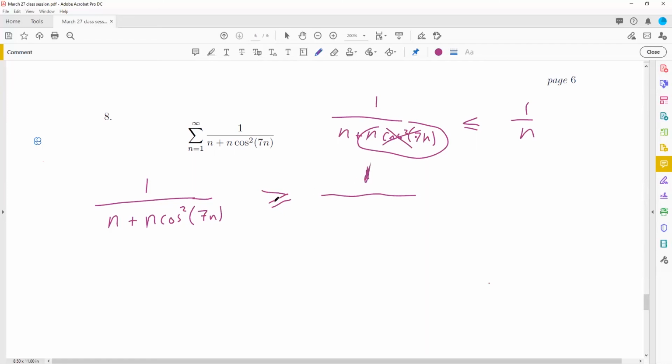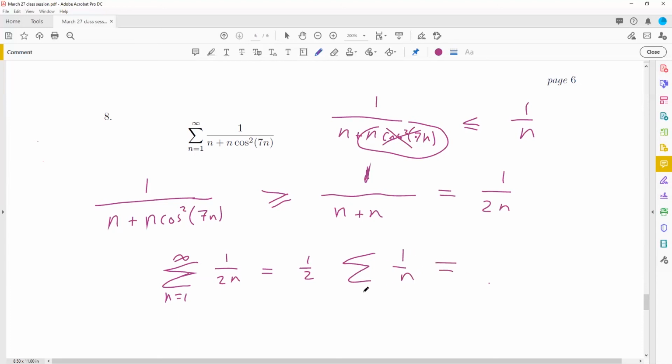And this is a little bit tricky. But you know this is between 0 and 1. That means this is always less than or equal to 1. So you can put a 2 in there. Or maybe I should write it like this, n plus n, which is 1 over 2n. Okay, and then what can you say about this right here? 1 over 2n is the same as 1/2 times this series. And what does this series do?